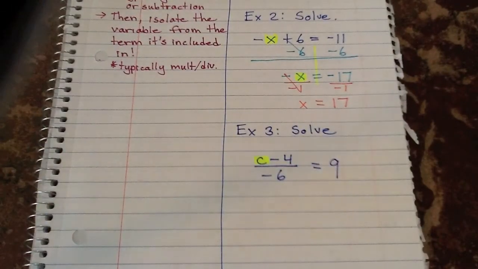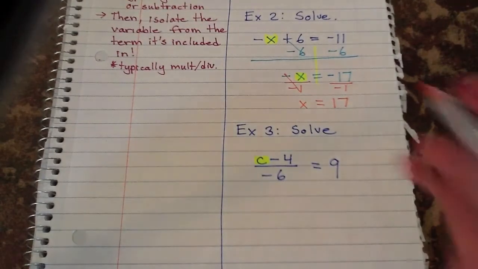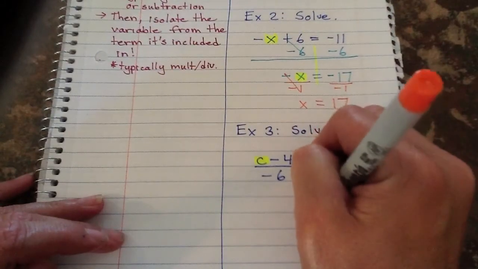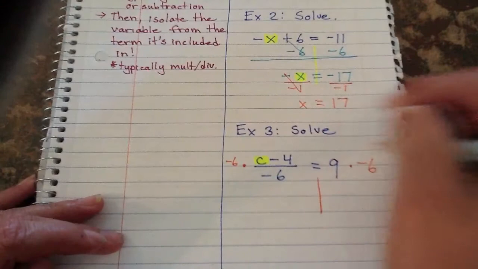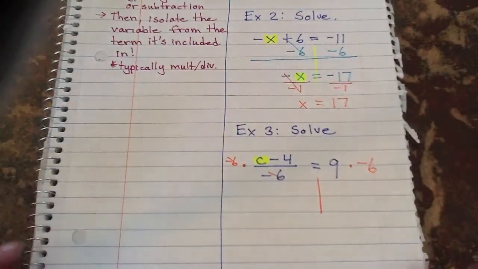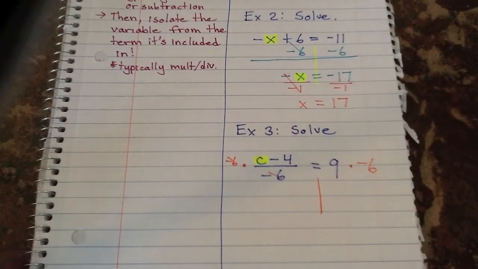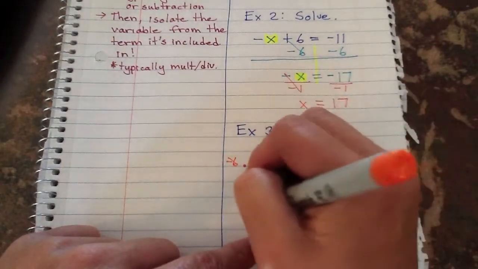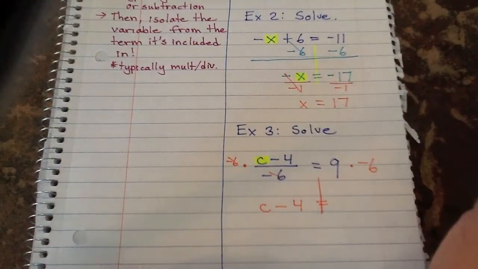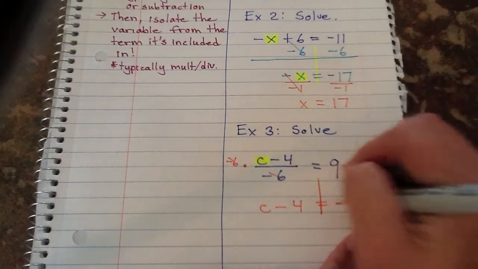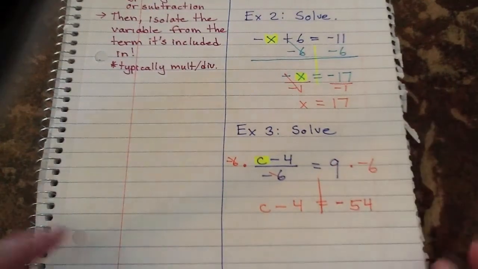So opposite of division is multiplication. I can actually multiply by a -6, and then my negative and -6's cancel and become a 1, not a 0. If it was 0, this whole side would wipe out. They become a 1. Now I have c subtracting 4 left over on the left, and then I multiply 9 times the -6, watch your signs, and I get -54.